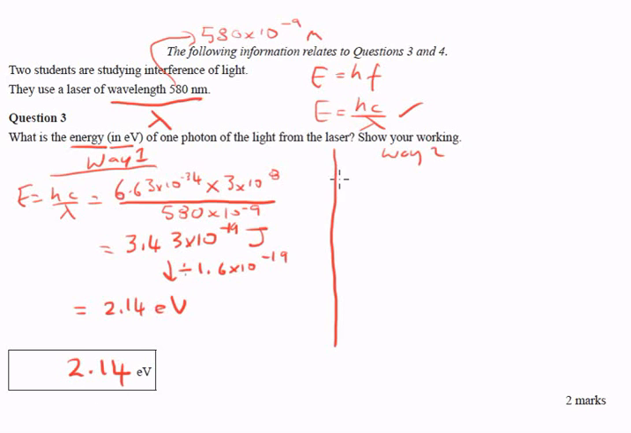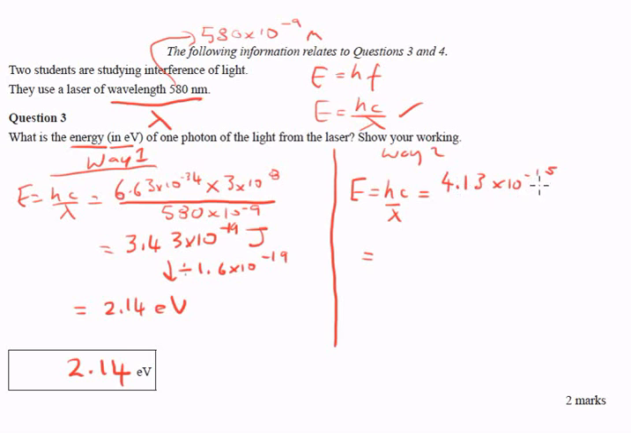The other way of doing it is the same formula, E equals hc over lambda. You'll notice in your formulas page there's two values for Planck's constant. There's this one and there's the other one, which is 4.13 by 10 to the minus 15. This is the one we're going to use, and if we use this in this formula, the answer we get out is directly in electron volts.